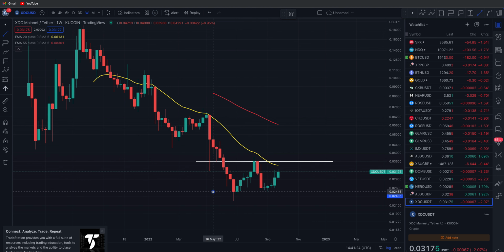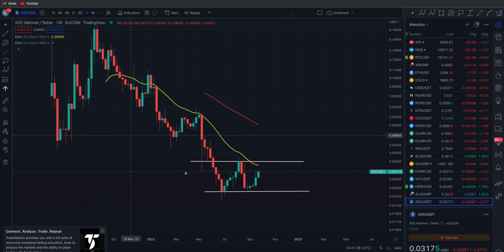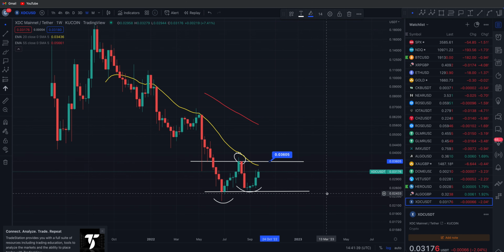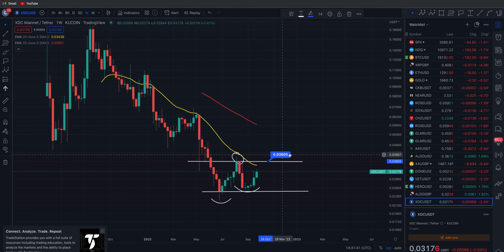So you can see that right now we're sort of in this channel on the weekly time frame, but technically you've got a low and a higher low. You've run into this 20 as resistance. Right now we do need to see a break and a close above 0.03605, because that's the resistance we're currently meeting right now.